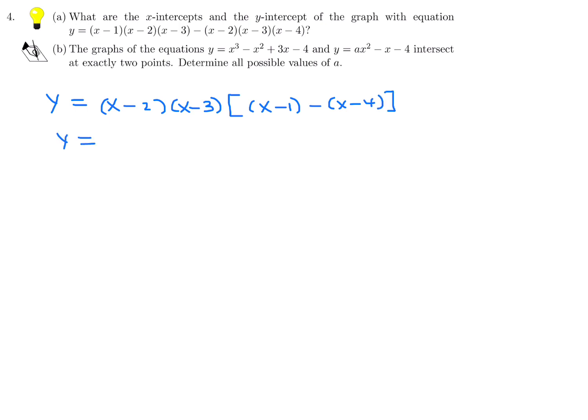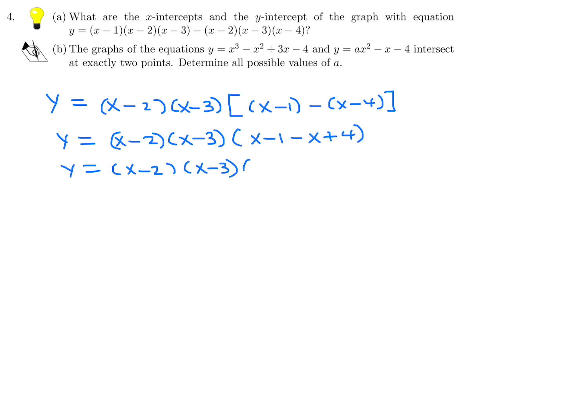Okay, so I have x minus 2, x minus 3, and in the brackets I have x minus 1 minus x plus 4. So this will be x minus 2, x minus 3. The x's cancel, and then I just have a 3. Okay, so I've got x-intercept, y-intercept.